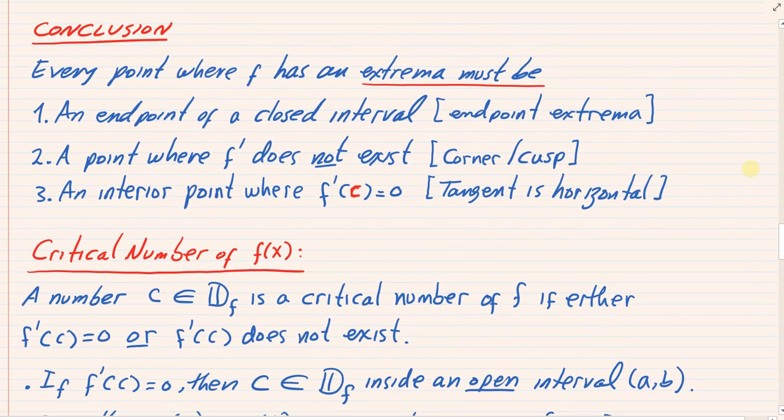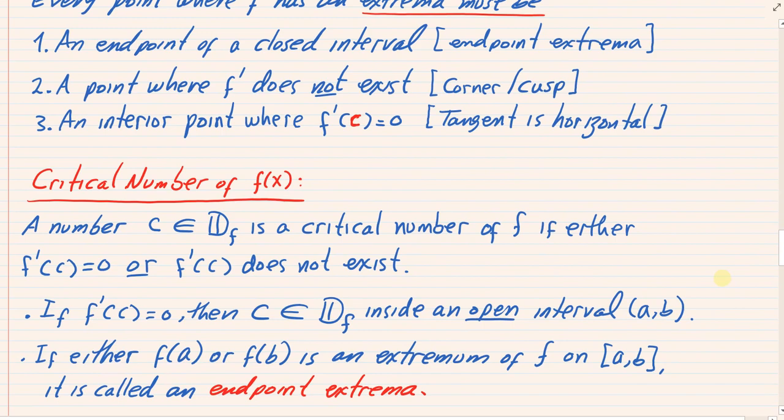Let's look at the other idea in this section, that of a critical number of a function. So this time a number c inside the domain of the function. We call it a critical number of f if either the derivative is 0 or the derivative at that point does not exist. So in this case, c is called the critical number. If one or the other condition, not both conditions must be met, one or the other.